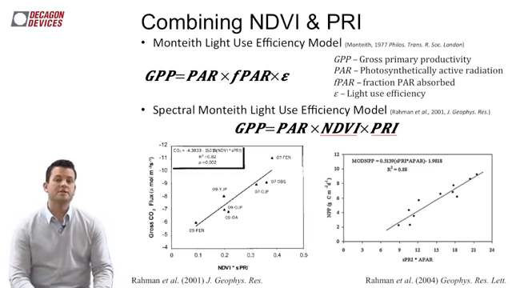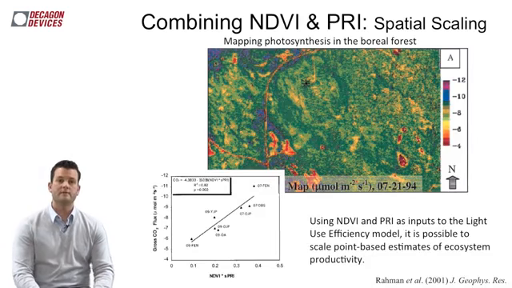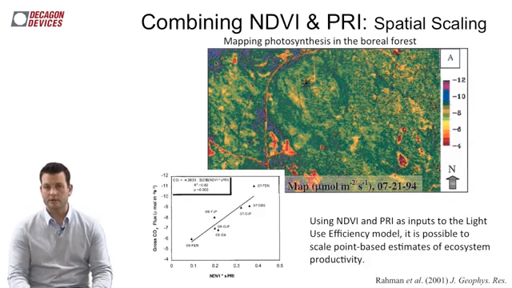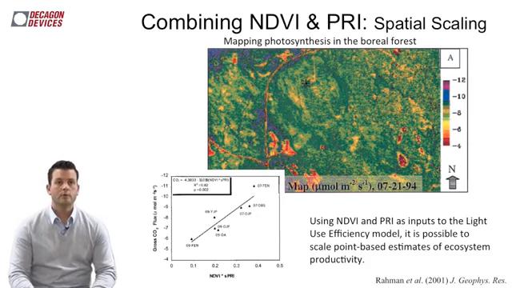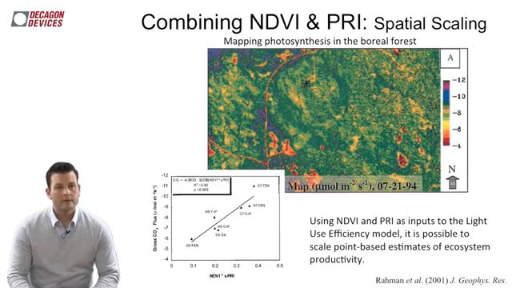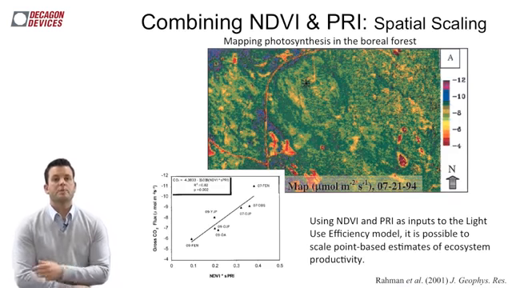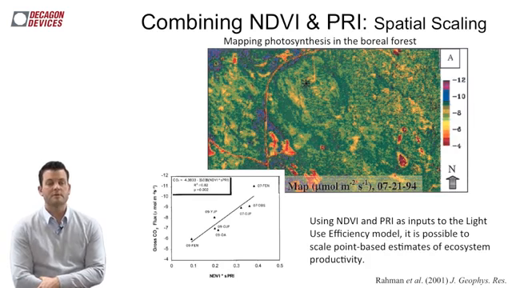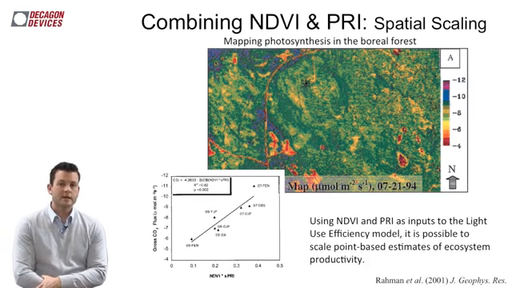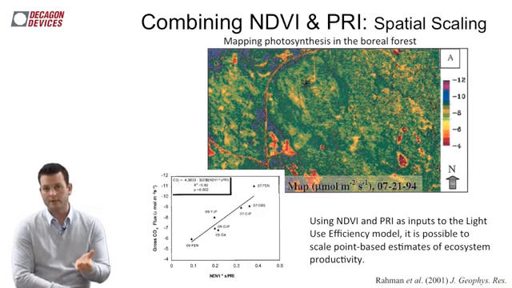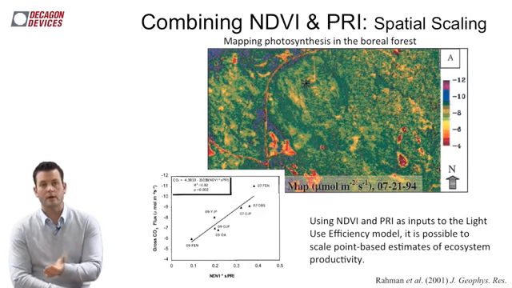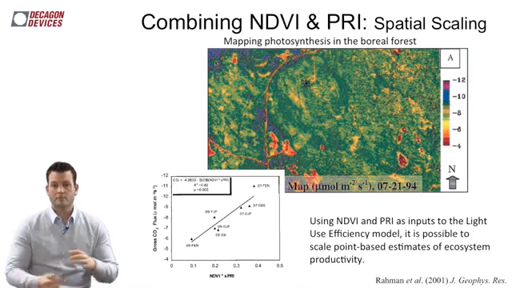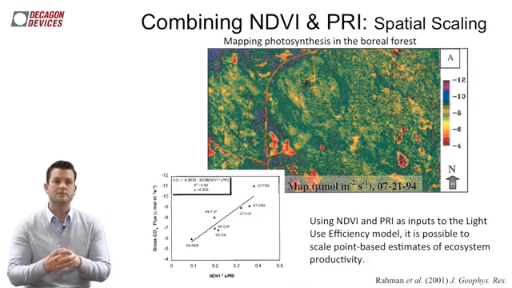So one application here of combining the NDVI and PRI in a light use efficiency type model would be spatial scaling. So what's being displayed here is a product that's been derived from some satellite imagery. From that satellite imagery, the researcher was actually able to calculate NDVI and PRI. So they combine those in the light use efficiency model.